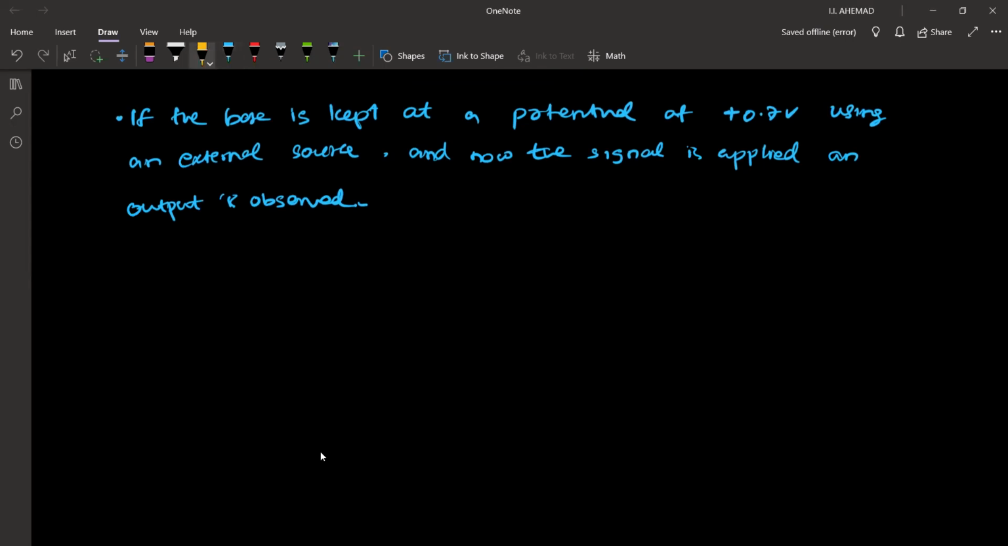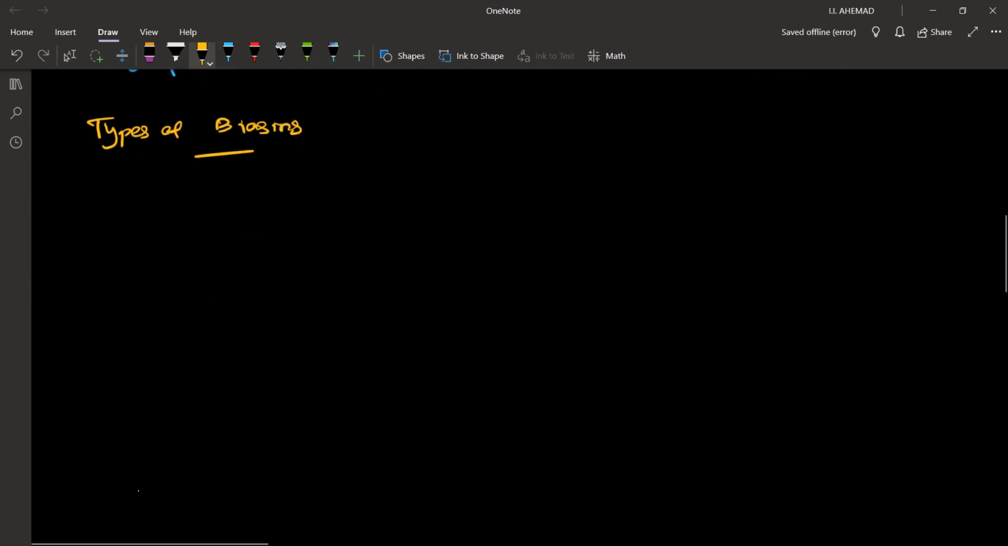Okay, so next topic, types of biasing. In biasing, we have mainly two types. There might be several types, but here we are only discussing two types. First one is the base resistor biasing.